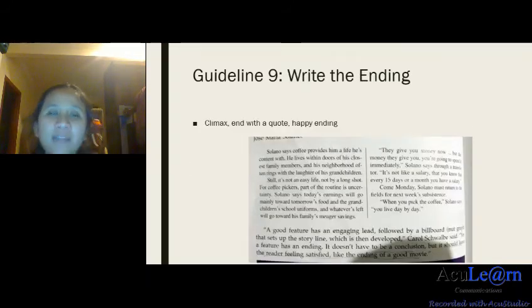And guideline number nine. Okay, guideline number nine would be right there, ending. So it could be a climax. You can end with a quote. You can have a happy ending. For example, here, Solana says coffee provides him a life he's content with, and you end it when you pick the coffee. Solana says you live day by day, so you can end with a happy ending as well. So it depends on the writing itself.